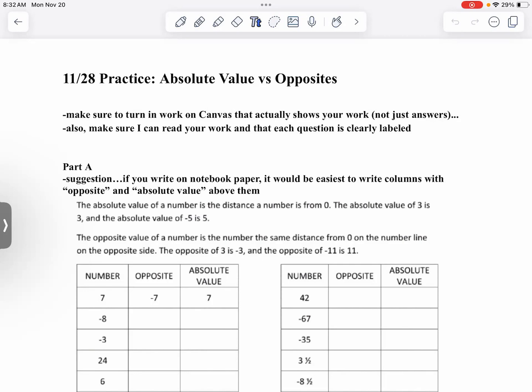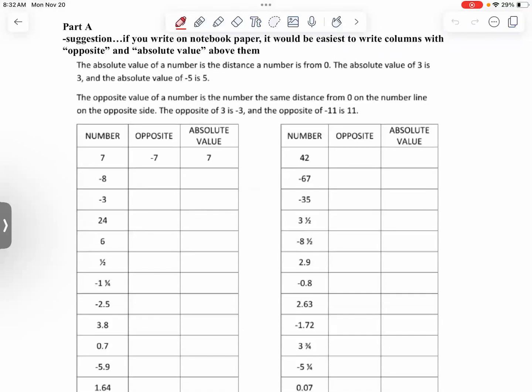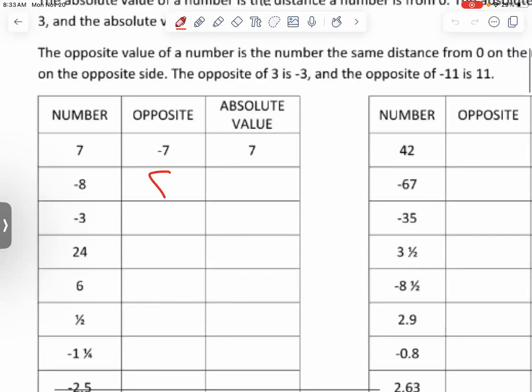Opposite just means you're flipping to the other side of the number line, so you're just changing the sign. The reason for this particular practice is to get you in the habit of the difference between those two things, right? They're not the same. Okay, so the opposite of -8 is +8.